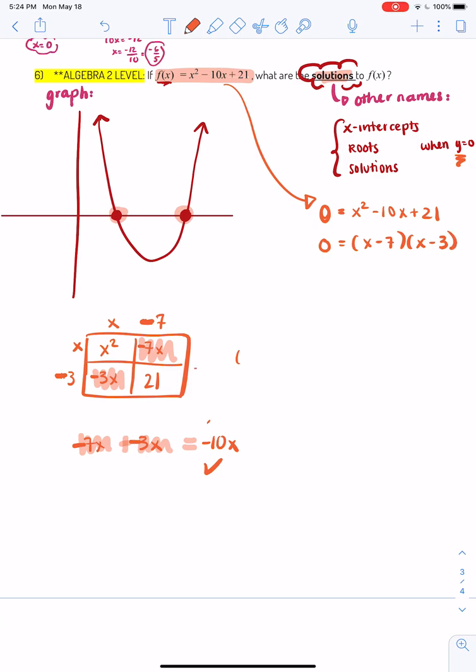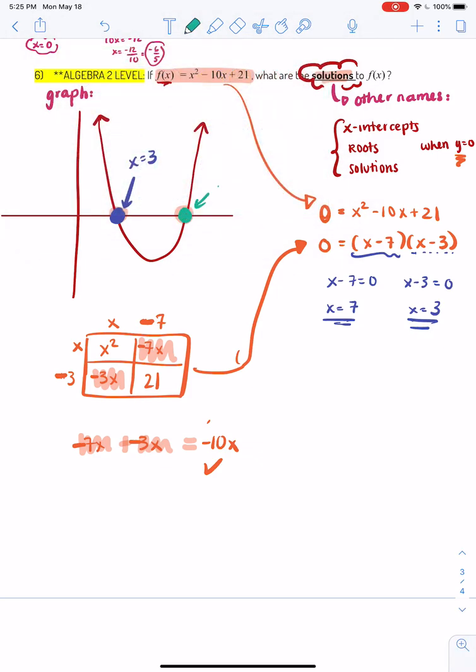So now we're taking this back up to the original question, which was, what are the solutions? So since we want to find the solutions, we want to know what if a is equal to 0 or what if b is equal to 0. Set each part equal to 0. Undo, and we get x equals 7 and x equals 3. So this blue dot here is where x would equal 3, and this green dot here is where x would equal 7. So that's a connection to what the graph would look like. That's why we call them solutions or x-intercepts or roots. So those solutions to f of x are x equals 7 and x equals 3.